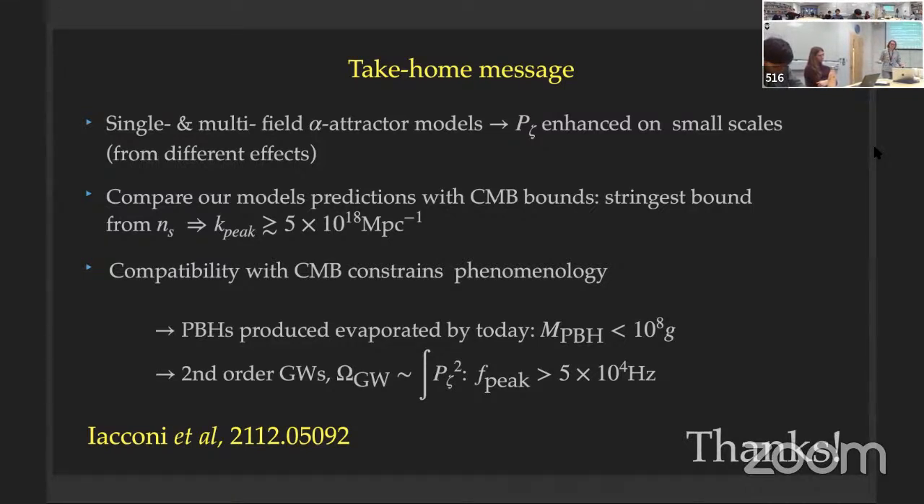So we have studied exponential alpha-attractors and considered models that deliver large scalar fluctuations on small scales. In the single and in the multi-field case, they come from different effects. If you do not want to spoil the CMB measurements, you find that the peak in the scalar power spectrum has to be located at scales larger than 10 to the 18 inverse megaparsec, so super small scales. Therefore, compatibility with the CMB constrains your phenomenology. The primordial black holes would have evaporated by today, and the second order gravitational waves peak at ultra high frequencies. Okay, I'll stop here. Thank you.